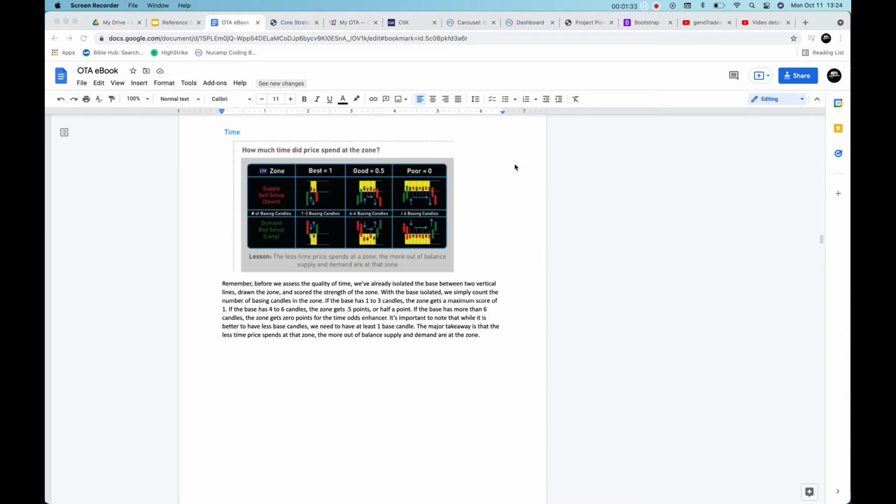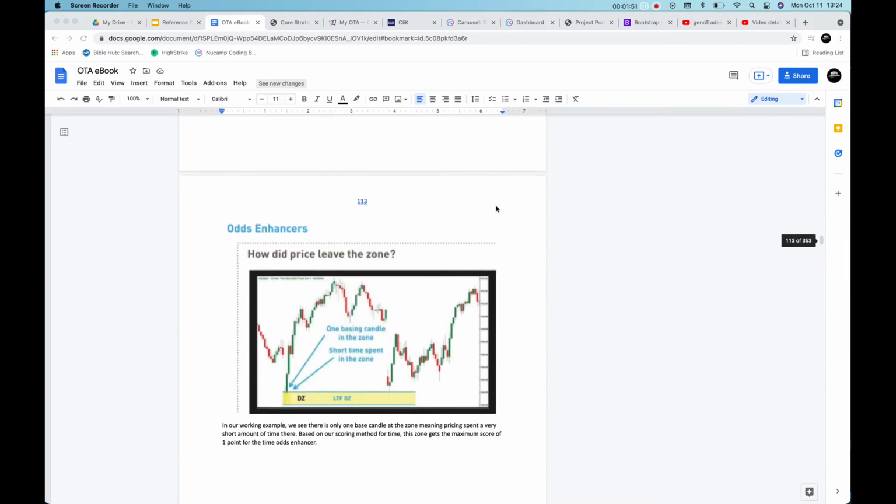It's important to note that while it is better to have fewer basing candles, we need to have at least one basing candle. The major takeaway is that the less time price spends at the zone, the more out of balance supply and demand are at the zone.